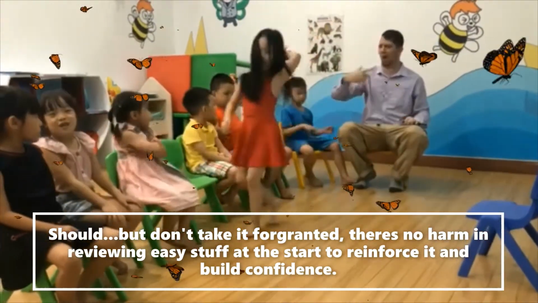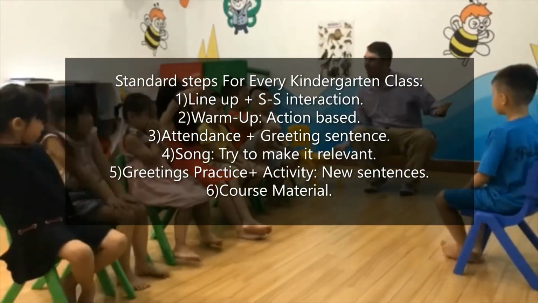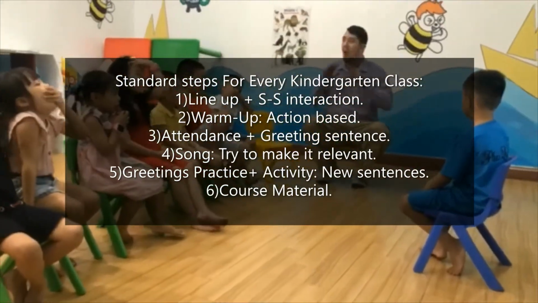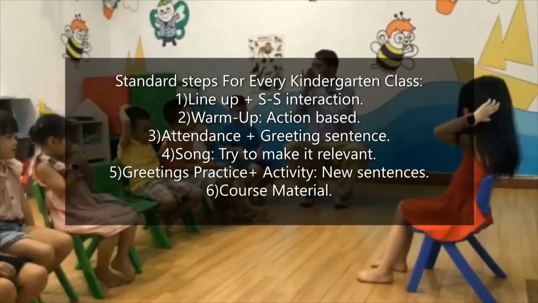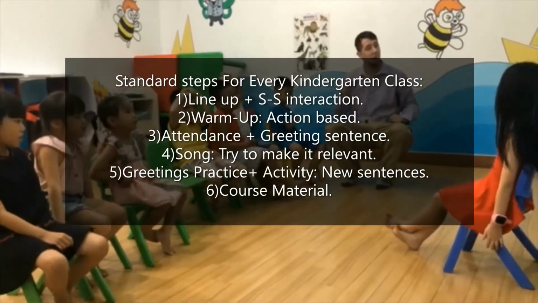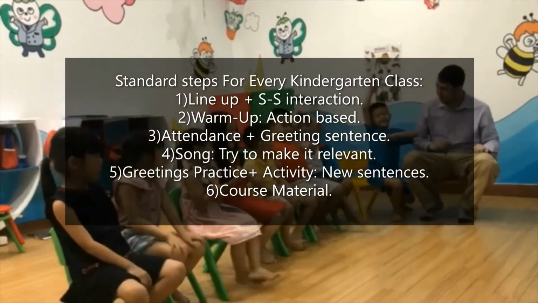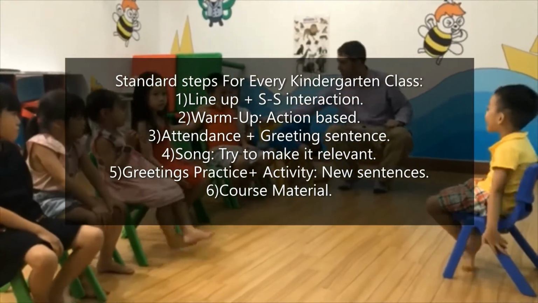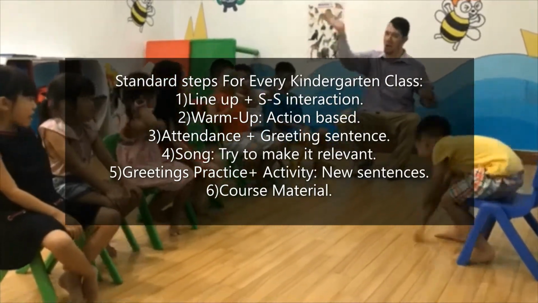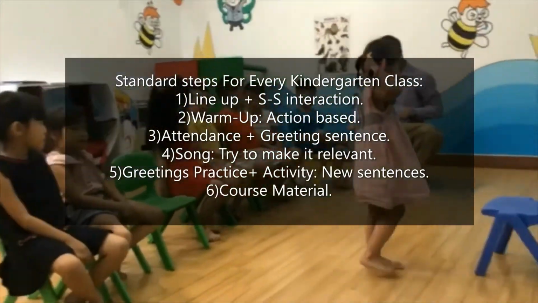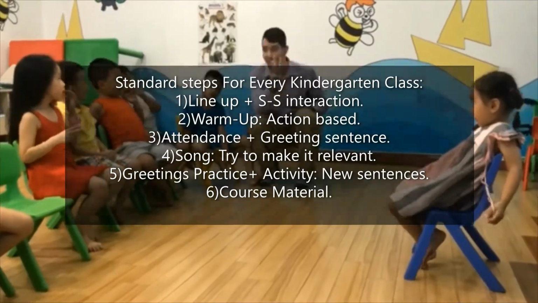So, with students of this age group, I will normally follow a series of steps. 1. We'll do a lineup and a drill outside. This can include their name and encourage student-student interaction. 2. We'll come in and we'll do a warm-up together with some TPR actions. 3. We will do attendance and some greetings there, maybe feelings or where are you from. 4. We will do a song that's relevant to the course material. 5. We will do some more greetings and maybe add some new sentences with an activity. 6. We will do the course material.